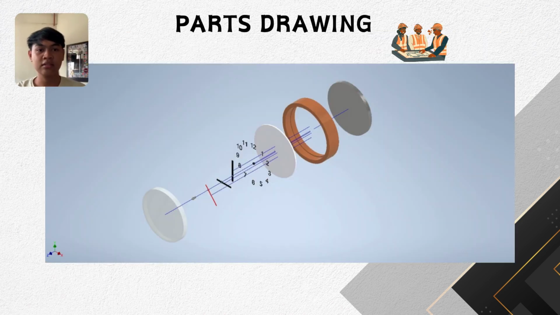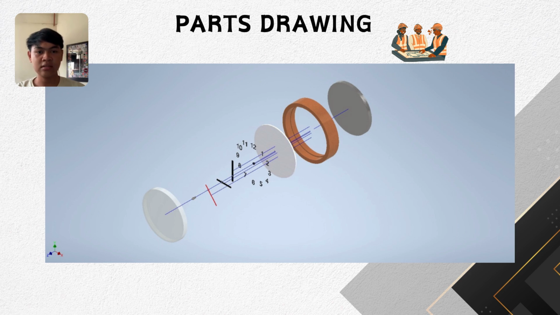So this is a part drawing, exploded view. This is the exploded view of the clock assembly. It shows all individual components and how they are arranged to form the complete clock. The view helps visualize the relative position of each part before assembly.